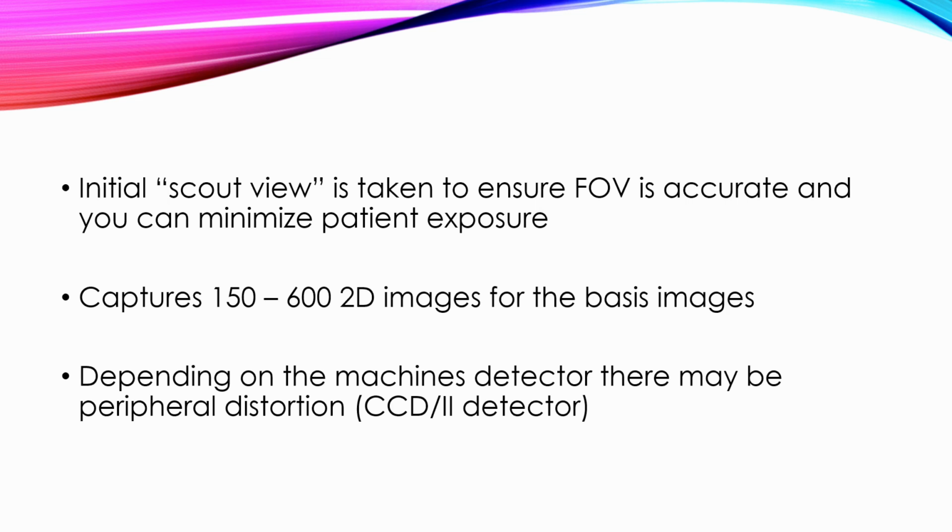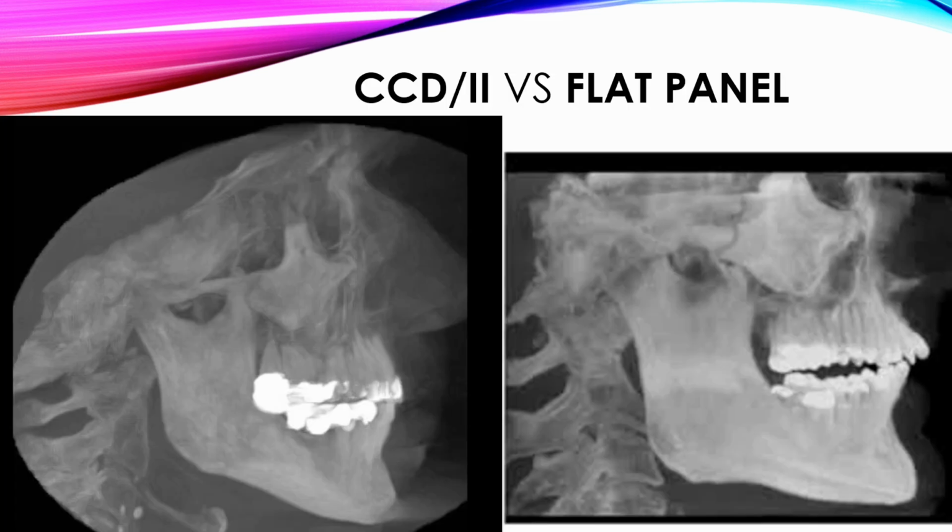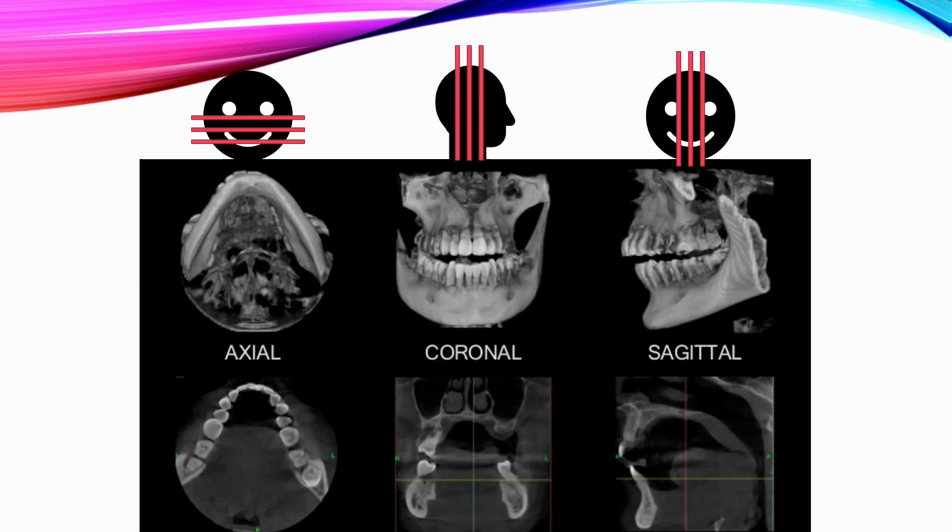Let's look at what some of these images look like. Depending on what detector the equipment has, the CCD versus a flat panel, the CCD renders more of a spherical image, whereas the flat panel gives you less distortion on the peripheral edges. The rendering can be chosen based on the specific needs of the practice and the personal preferences of the doctor.